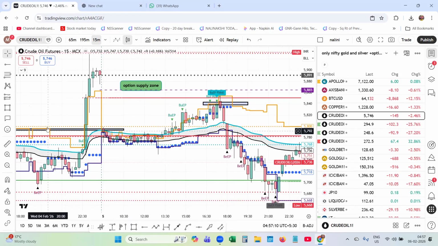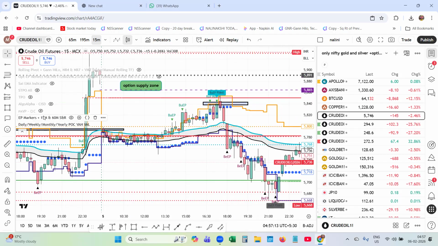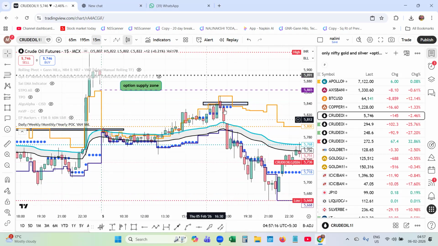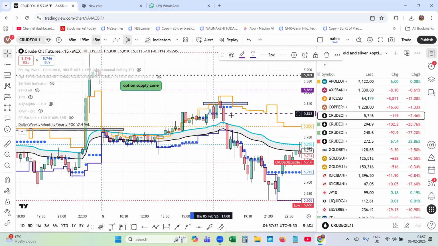Here, I'll hide the EP indicator, and I am on the market memory POC. On this candle, see, the point of control, 3 candles, point of control, 4 candles. That means price is stalling over here. Price got rejected, and you can see the value area is receding.